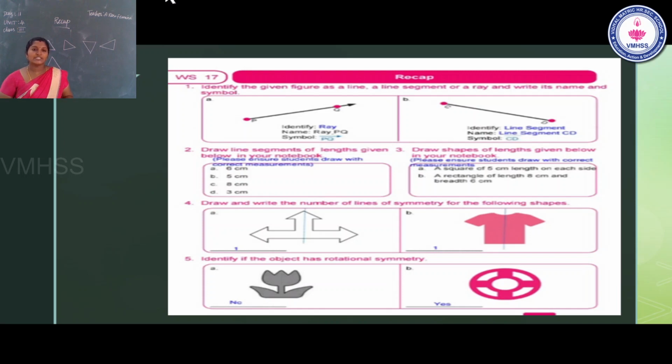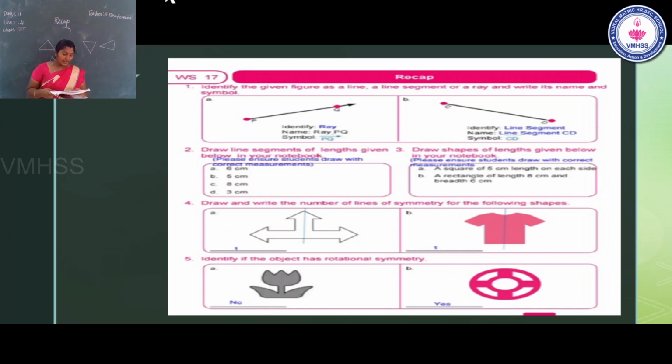Next one, draw and write the number of lines of symmetry for the following shapes. First one is the arrow mark. It has one line of symmetry. The second picture is a shirt or t-shirt. This has one line of symmetry. Dear children, do you understand?